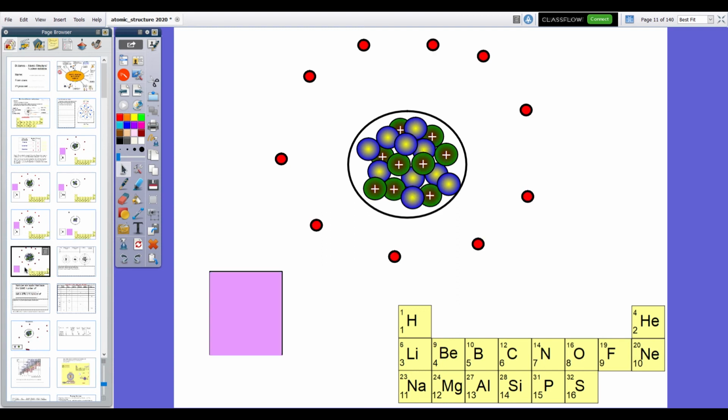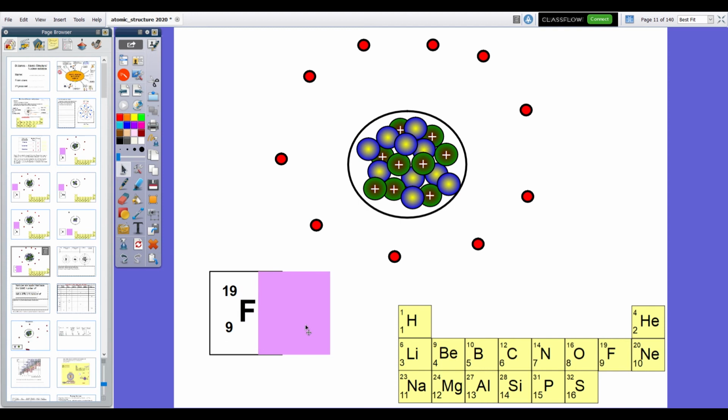Slightly larger one now. 9 protons and 10 neutrons. That must make the top number 19. And the bottom number is 9. What are we looking at here? Boom, there we go.